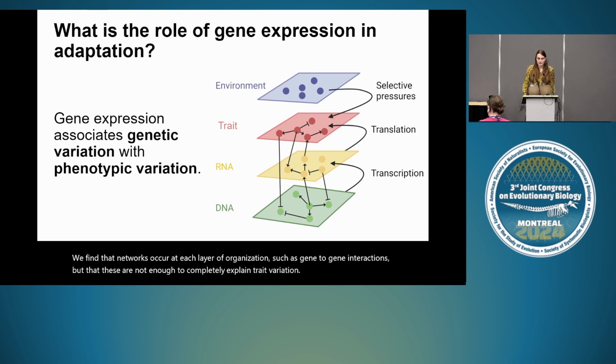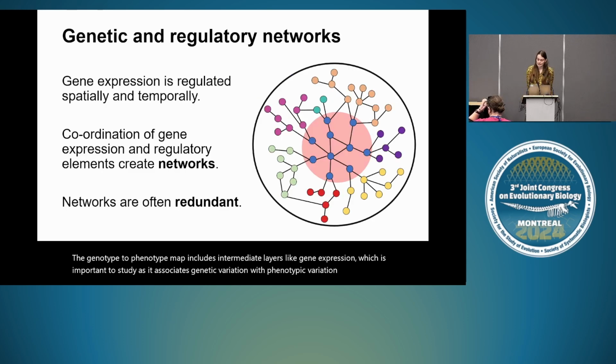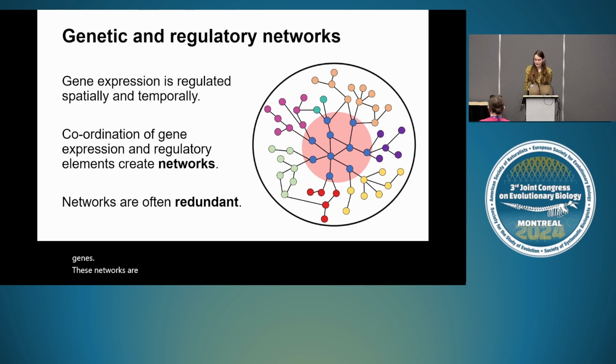The genotype to phenotype map includes intermediate layers like gene expression, which is important to study as it associates genetic variation with phenotypic variation. The expression of genes can be affected by space and time, and different amounts of expression are expected to be found throughout development and based on environmental conditions. As the expression of one gene changes, it can affect many more downstream genes, and when we put all this information together, we can create networks that look like this of interacting genes. These networks are often redundant, where different allelic combinations or completely different sets of genes can produce equivalent phenotypes.